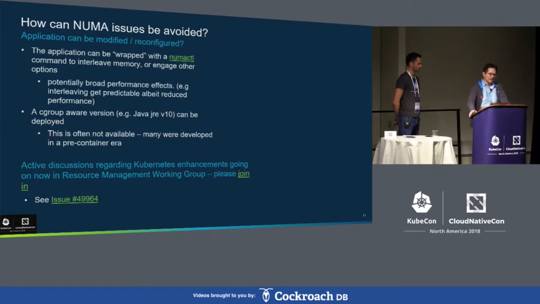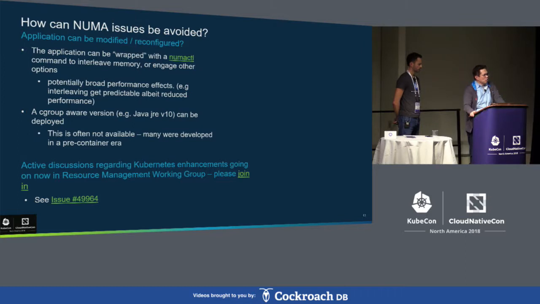So how can these be avoided? Well, if you're running pure Linux, you can wrap an application in numactl, I'm not sure I'm pronouncing it right, to interleave memory. That's something where you're telling it, just to get predictability, that I want half my memory on this side, half on the other. It's going to be bad half the time, but at least it's predictable. You've interleaved these things.